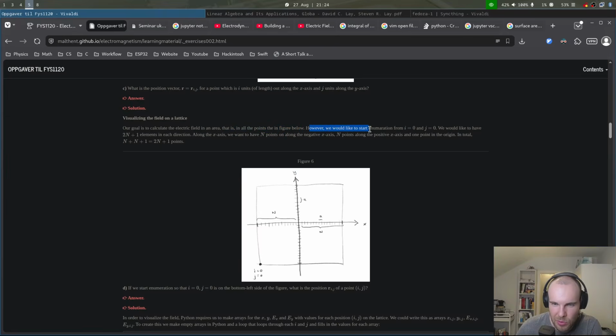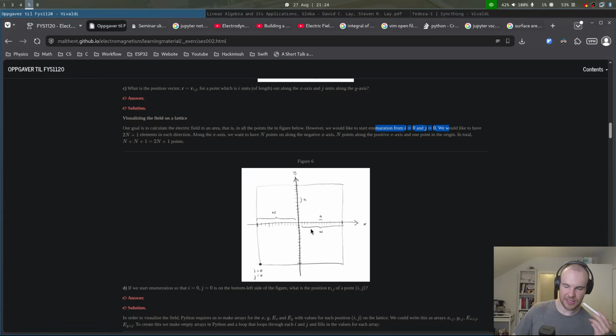However, we would like to start enumeration from i equal to 0 and j equal to 0, right? We want to start filling out for i. That's what meshgrid does. You place the y-axis along the axis like we place every y-axis, and then you do the same thing for x.